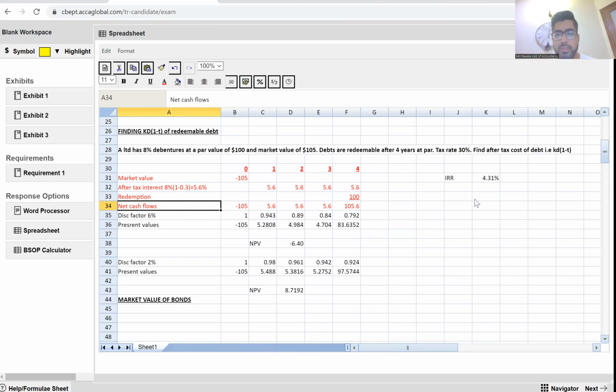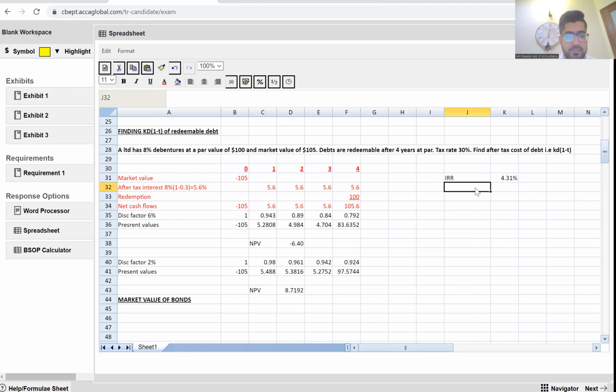You have got the net cash flows. No need to go anything beyond. Just find IRR via function, because the cost of debt of redeemable debt is IRR. So just stop at net cash flow and apply the IRR function.